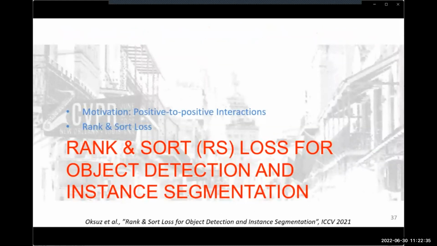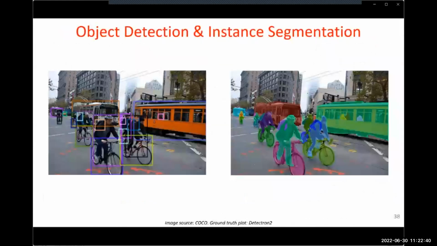In the last part of the talk, I will present rank and sort loss, RS loss in short. Different from average LRP loss, RS loss is also shown to be used on instance segmentation, which requires the objects to be localized at pixel level by masks and classified properly.